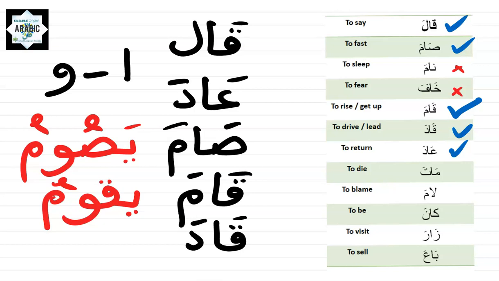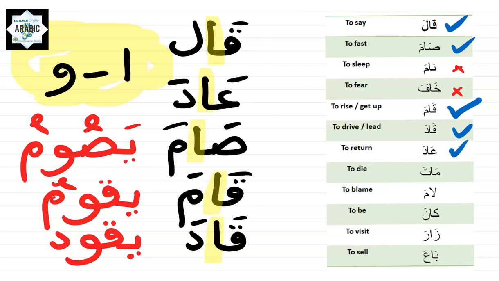I can keep going depending on how long my list is, but I would just categorize them by saying that these change the alif to waaw, يقود. As you can see over here, all the alifs that you have in قال, عاد, صام, قام, قاد become waaw in يصوم, يقود, يقول, يعود.